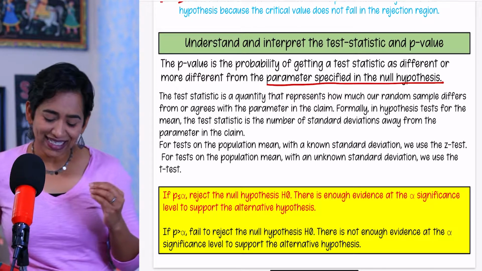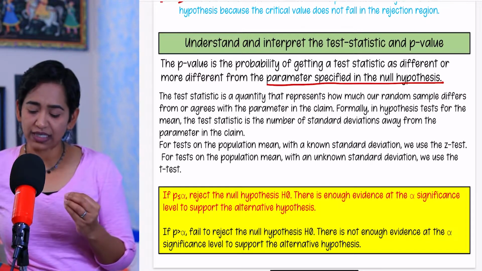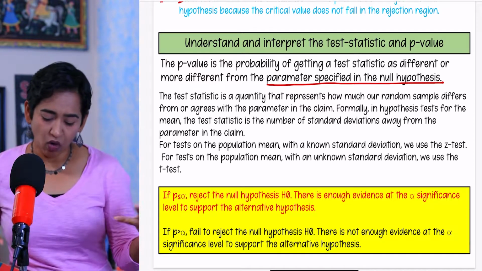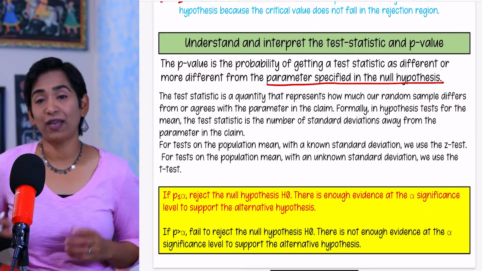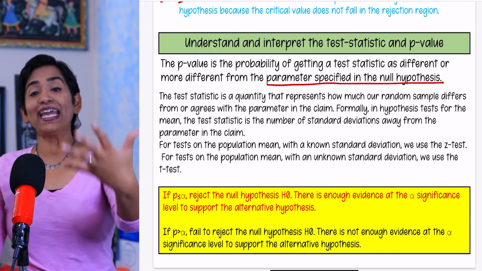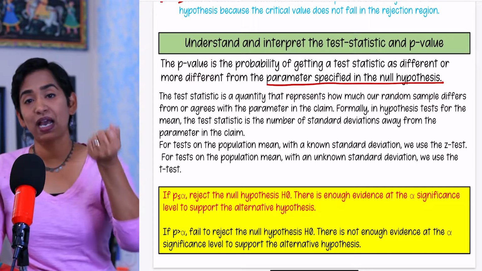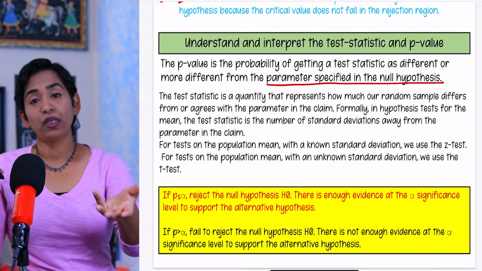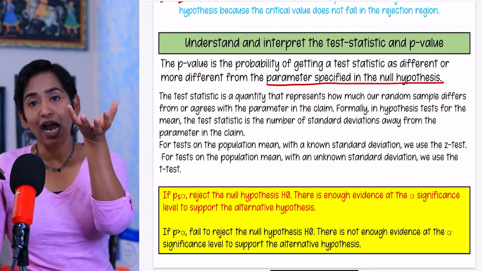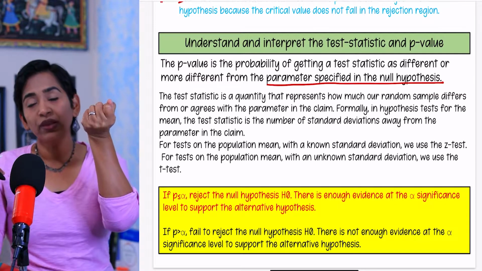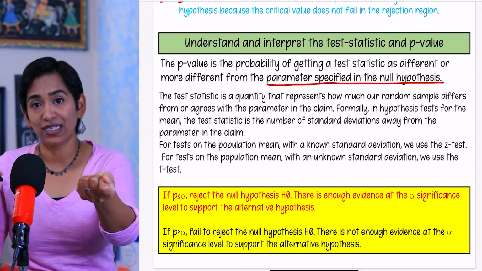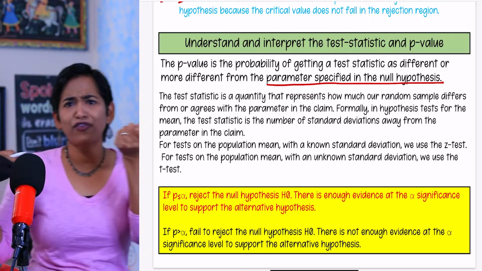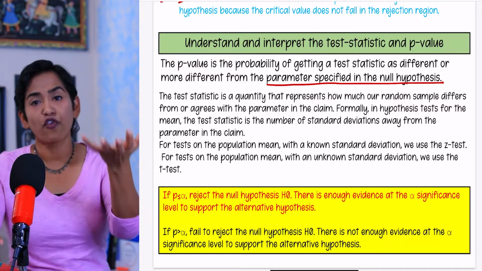So the test statistic is a quantity that represents how much our random sample differs or agrees with the parameter of the claim. So what does that mean? Remember, I claim something and you take a sample. Now you conclude based on your sample. Now the probability, how weird is this sample, depends on what your conclusion is. So that's exactly what the p-value is. The p-value is telling me how different this sample is from the norm.